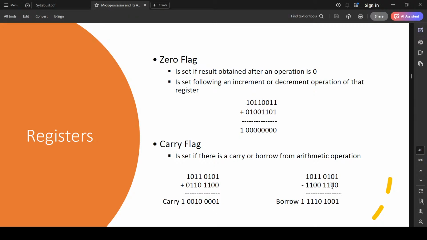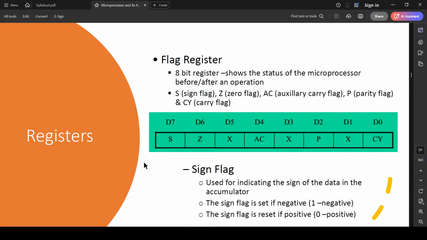And in this 1101000 minus 1110, this will become a borrow. So if there is a carry or borrow in an arithmetic operation, the carry flag will be 1. If set, set means it will be 1. Carry flag, CY. Okay, we are talking about the last one now.